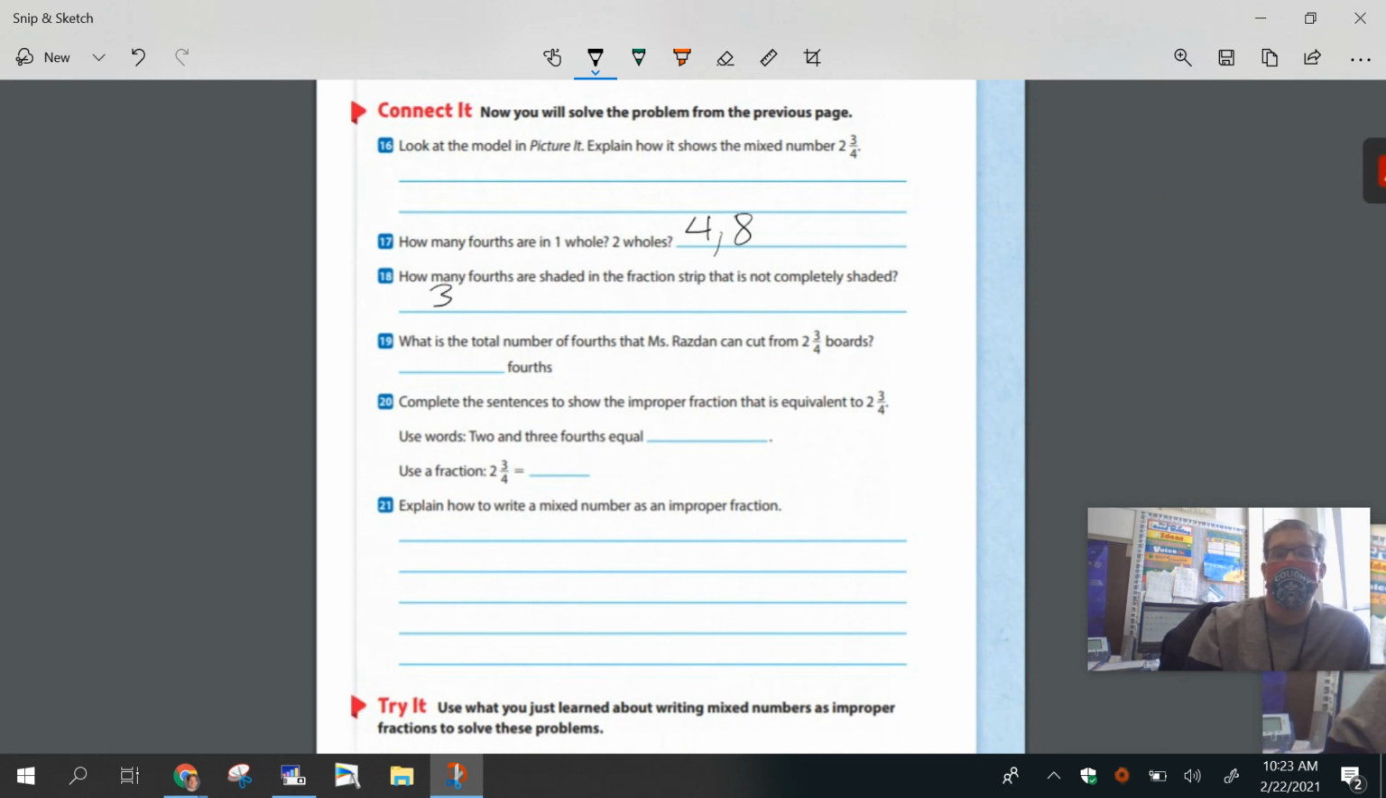So total number of fourths that can be cut. Look back, that is the improper fraction. How many fourths can she cut with 2 3/4 of a board? How many total fourths? How many total fourths?